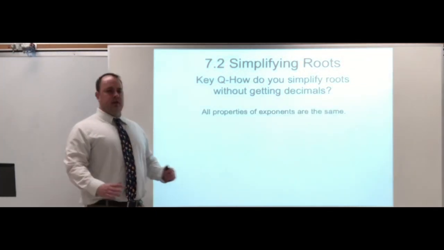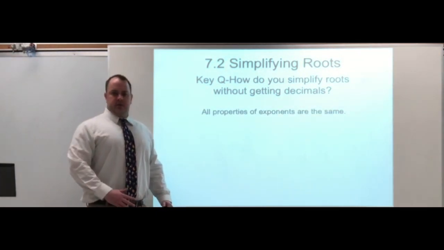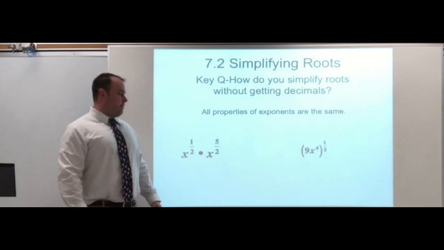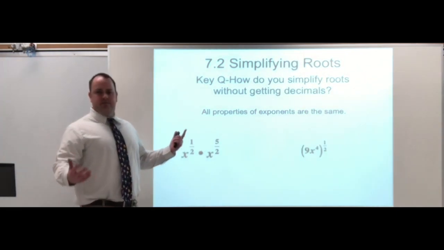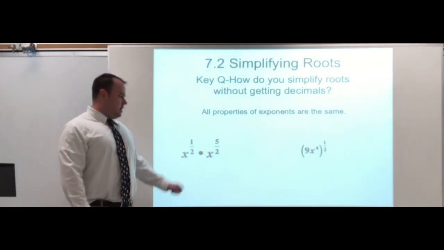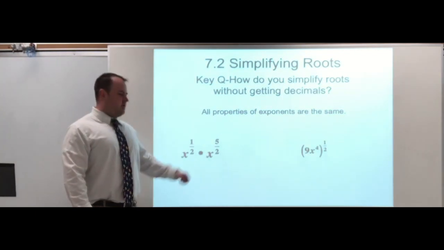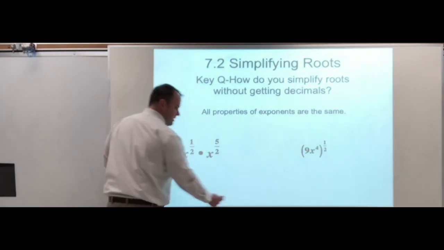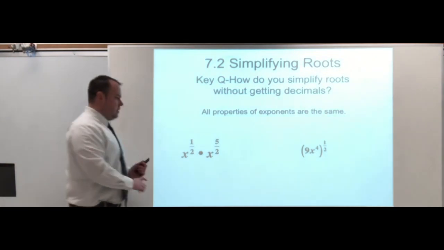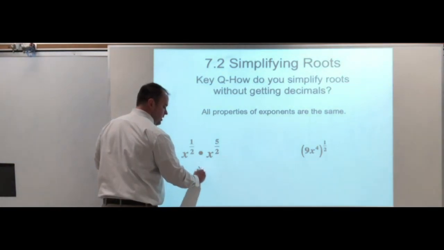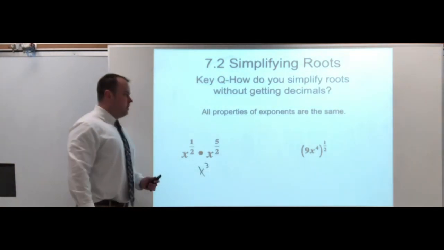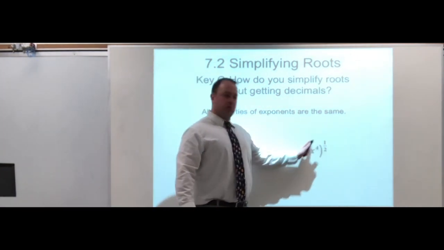One thing you need to remember is that all the exponent properties are the same from chapter 6. You will be dealing with a lot more fractions, so just remember how to deal with fractions. x times x, you're still just adding those exponents together, so 1/2 plus 5/2 should simplify to 3. So it should be x cubed. Everything gets brought to the 1/2.